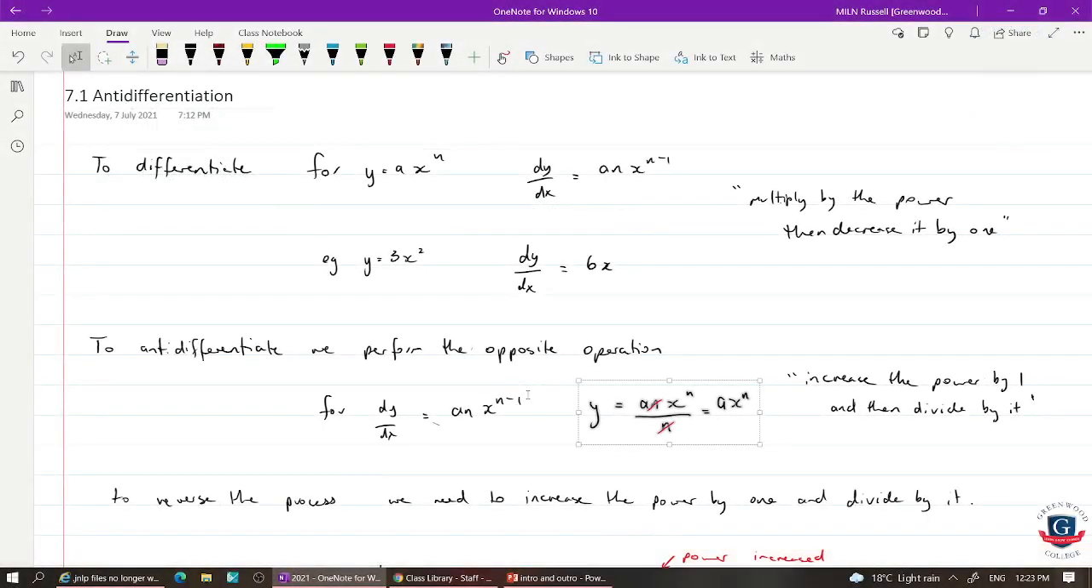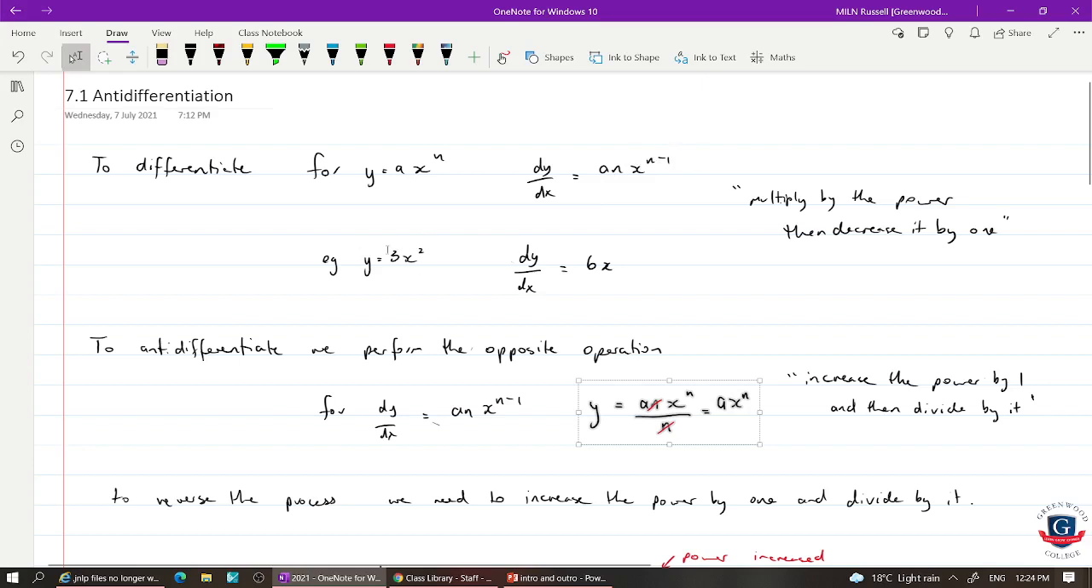Hi everybody. Today we're going to have a look at antidifferentiation, which as it sounds is the opposite operation to differentiation. So let's have a quick review of what it is to differentiate and then what it is to antidifferentiate. To differentiate, we start with the function y equals ax to the power of n, and if we differentiate that, we multiply a by the power and reduce the power itself. And we've done lots of examples of these.